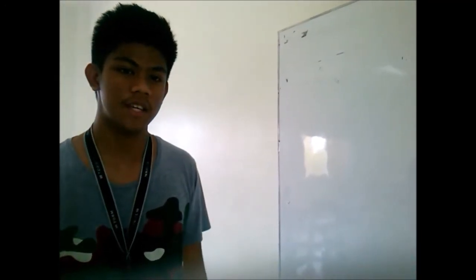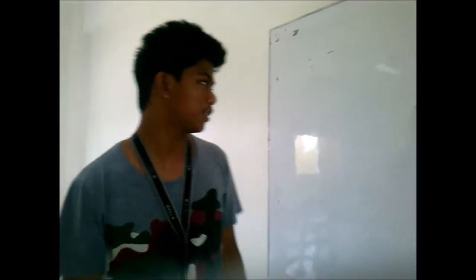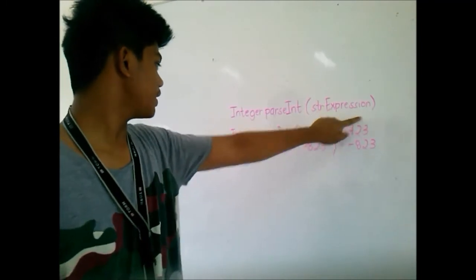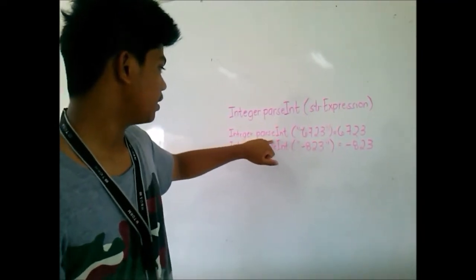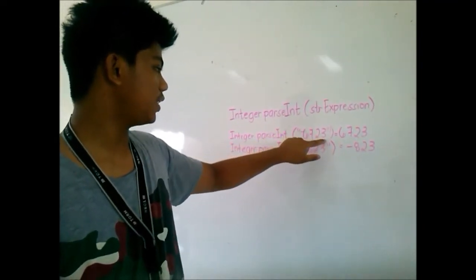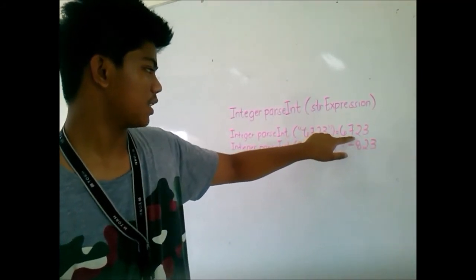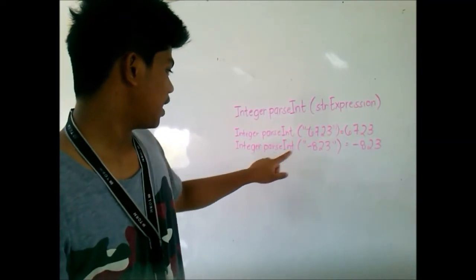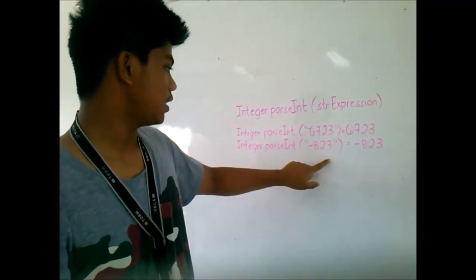Integers or decimal numbers are called numeric strings. Now, to convert a string consisting of an integer to a value of the type int, we use the following expression: Integer.parseInt(strExpression). For example, Integer.parseInt("6723") is equal to 6723, while Integer.parseInt("-823") is equal to -823.